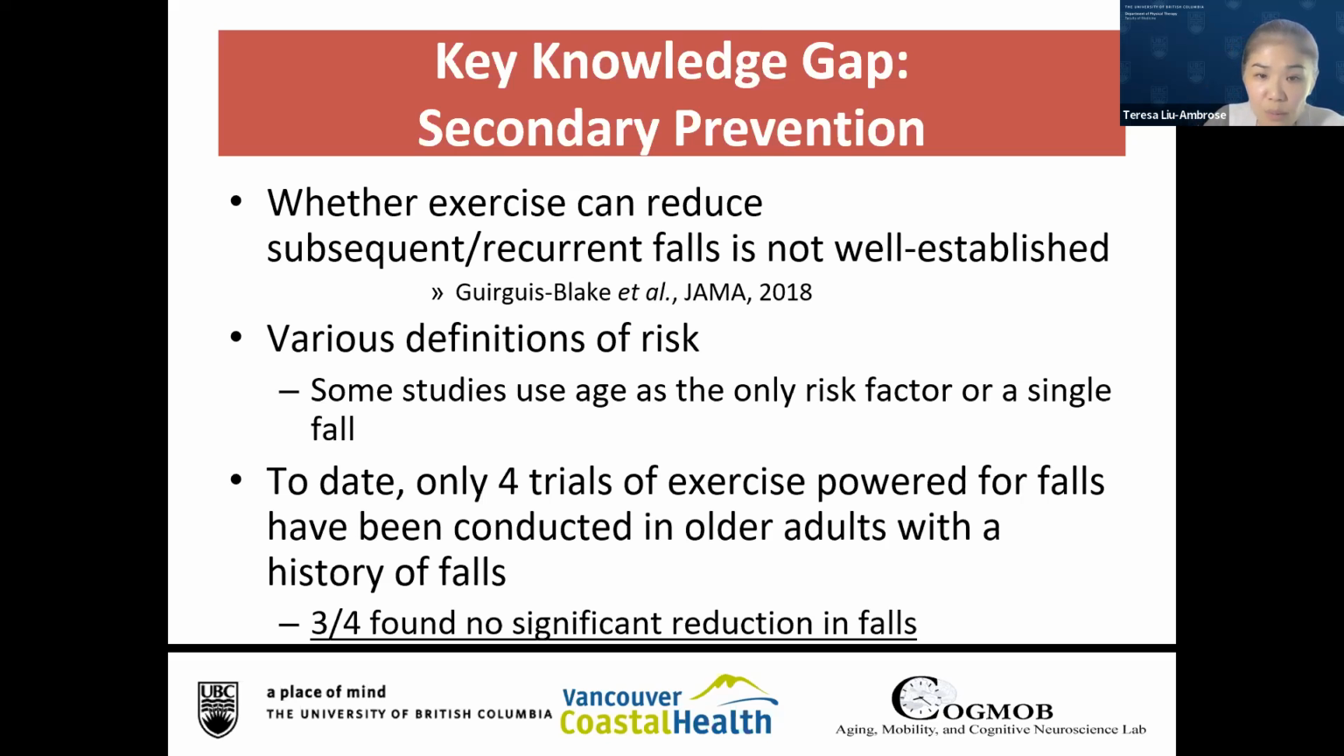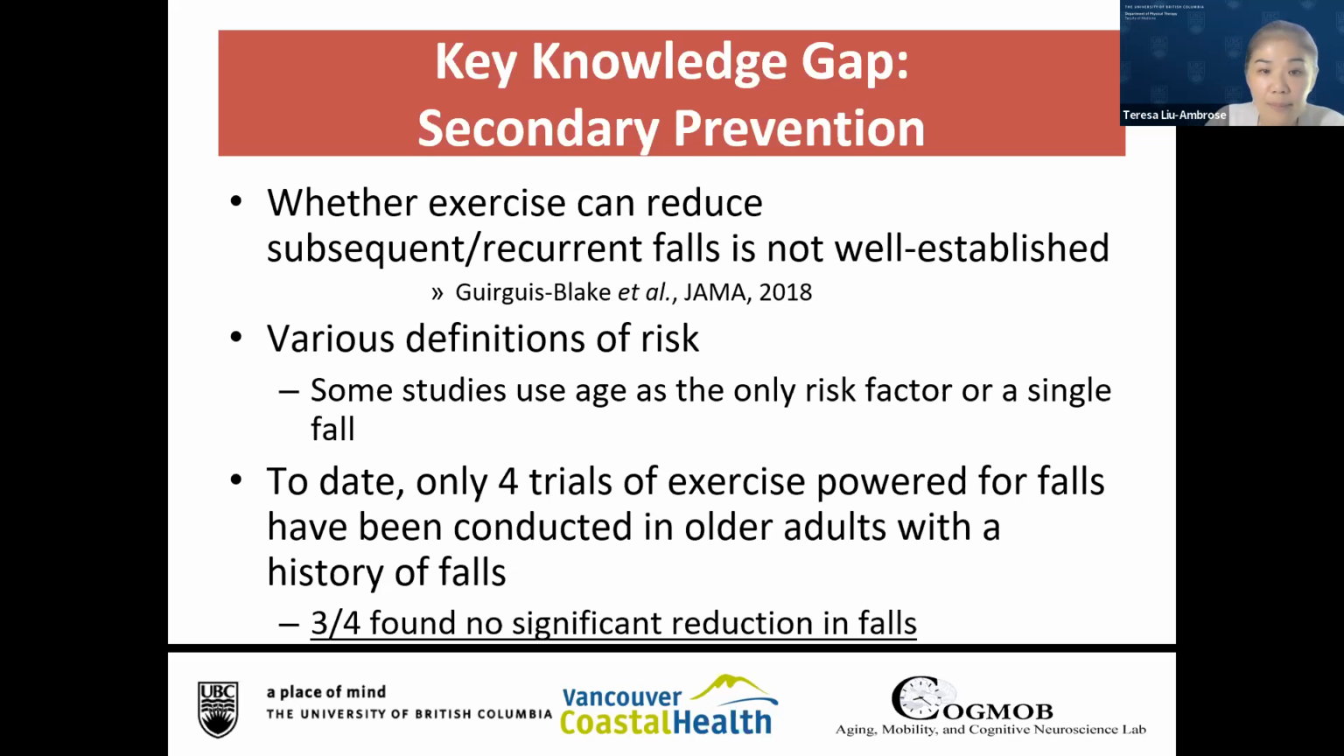Even in the 2018 JAMA paper, which was a task force report on the role of exercise in preventing falls in older adults, they noted that falls prevention studies using exercise in at-risk older adults used a variety of definitions. Some studies simply used age, those older than 85, as a definition for risk, while other studies used a single fall in the last 12 months, and other studies used more rigorous definitions, such as having a history of fall plus one measurable risk factor, such as a reduced gait speed or reduced timed up and go.